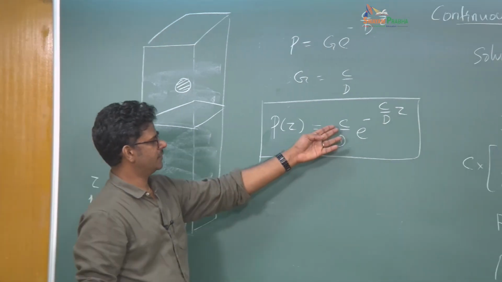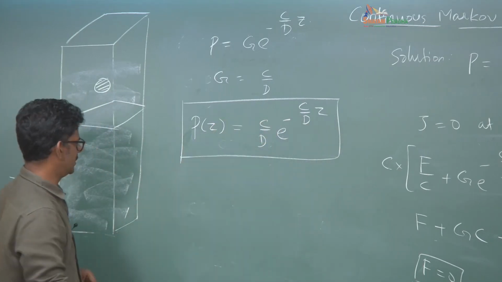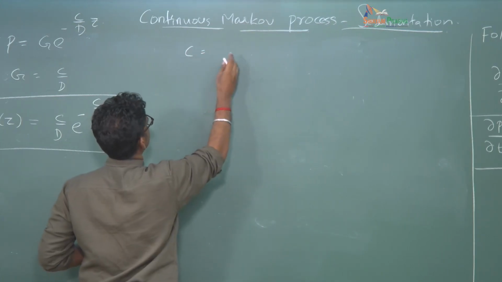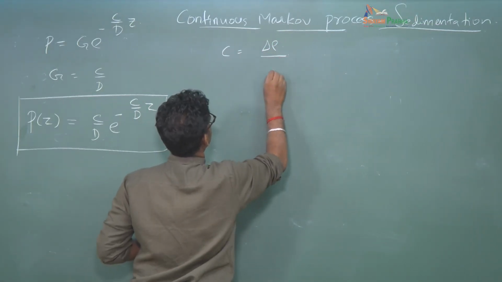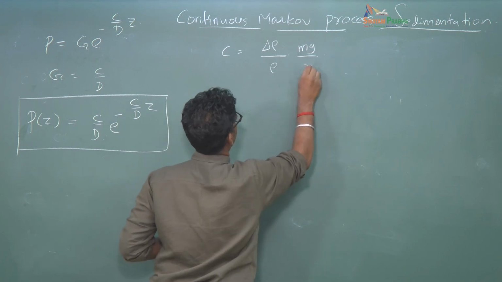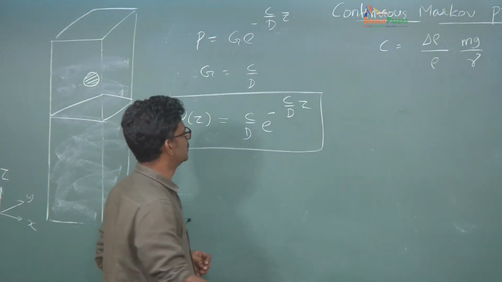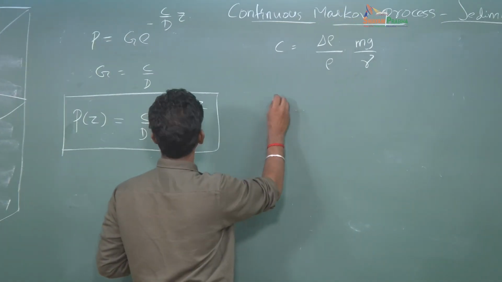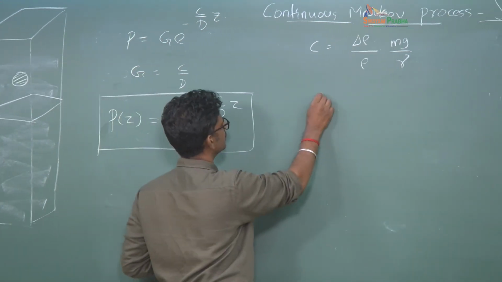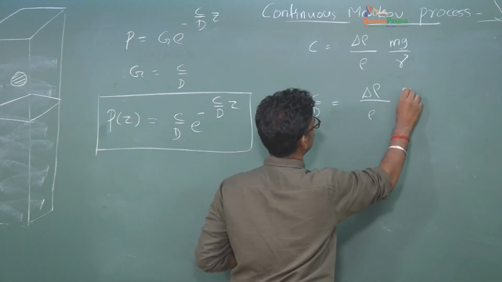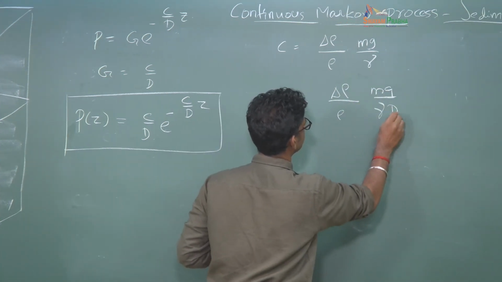Now you can also substitute for the value of C. C is a constant. This constant C was Δρ/ρ mg/γ. This is the constant C, and the C/D here will be Δρ/ρ mg/γD.